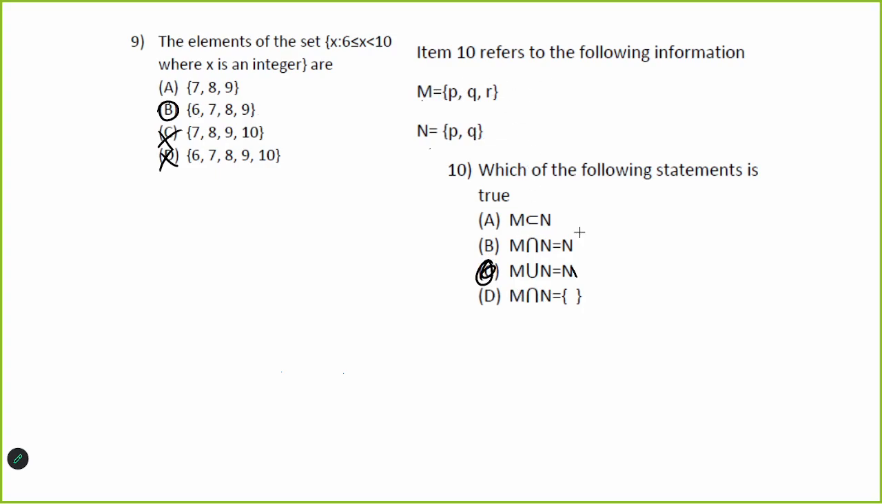M is not a subset of N, which means not all the elements in M are found in N. If they told you N is a subset of M, that would be correct. When you intersect M and N, you get N. That is in fact correct. Because what do M and N have in common? They have PQ in common. So it would be B.